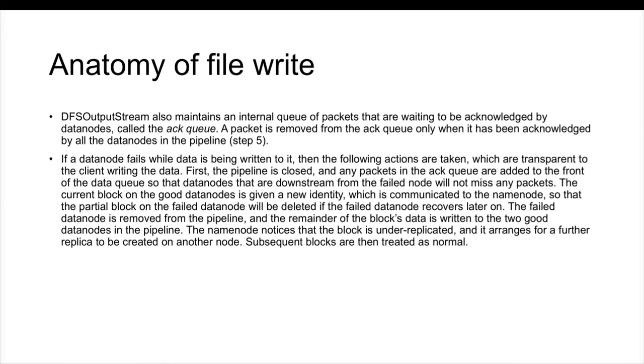So that is what is explained here. First, the pipeline is closed and any packets in the ACK queue are added to the front of the data queue, so that data nodes downstream from the failed node will not miss any packets. This is the first case, where the second or third data node fails. The failed data node is removed from the pipeline, and the remainder of the block data is written to the two good data nodes in the pipeline. The name node notices that the block is under-replicated and arranges for a further replica to be created on another node. Subsequent blocks are then treated as normal.